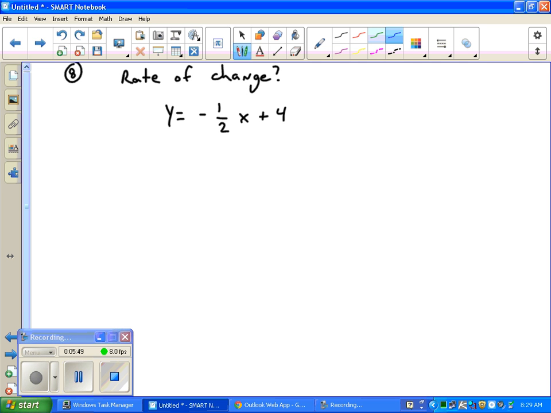Number 8 says, what's the rate of change? Another word for rate of change is slope. This is in slope-intercept form, y equals mx plus b. Your slope is -1/2.